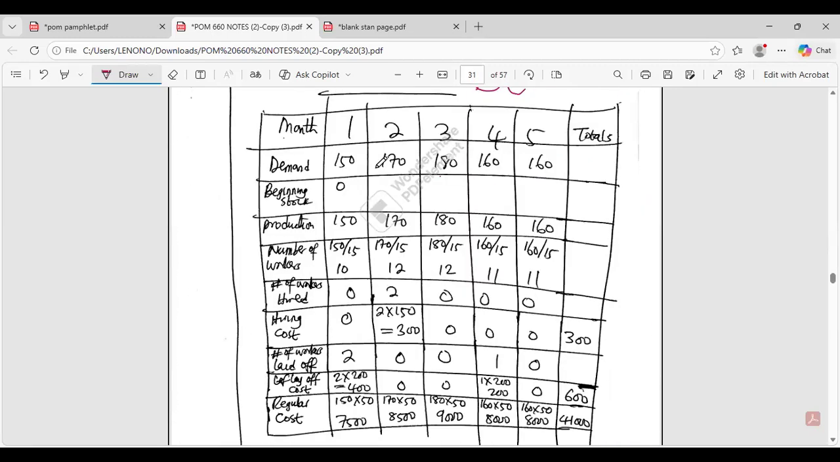What's our demand for the first month? Tell me, the demand is what? 150. What is our beginning stock? 0. So what are we going to produce? And then we're supposed to divide by the number of periods, which is 5.